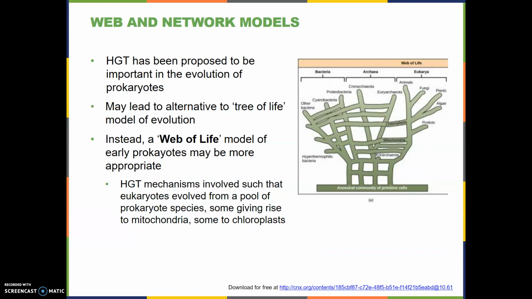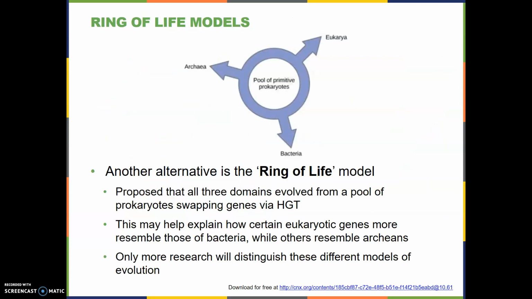This is a web of life model that shows interconnections. And then the ring of life model, there is a study guide question on this. This is the ring of life model that says that all living things arose from a single prokaryotic cell, and then that became a group or a pool of primitive prokaryotic cells. And those primitive prokaryotic cells either evolved into bacteria, archaea, or eukarya. And that is the ring of life model.